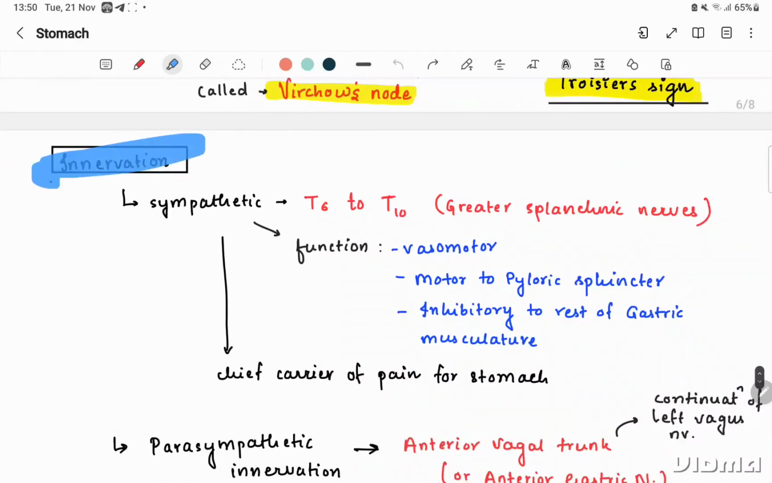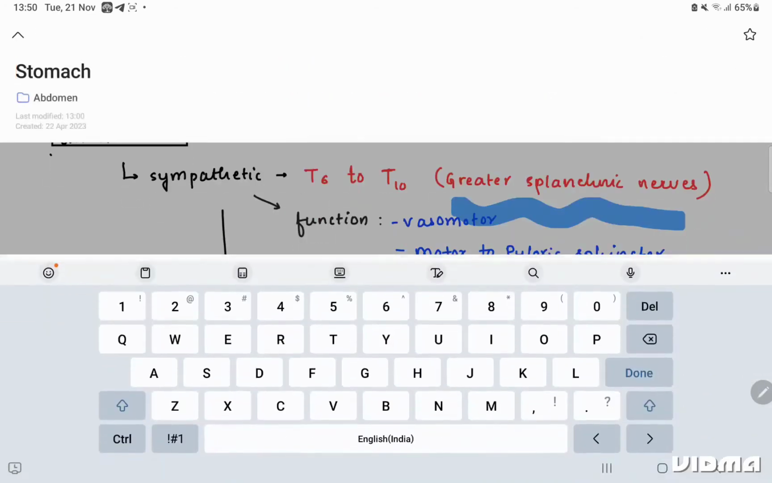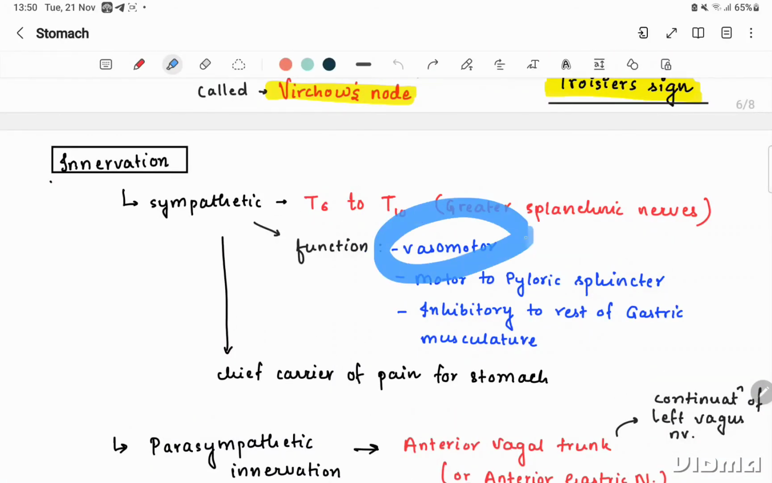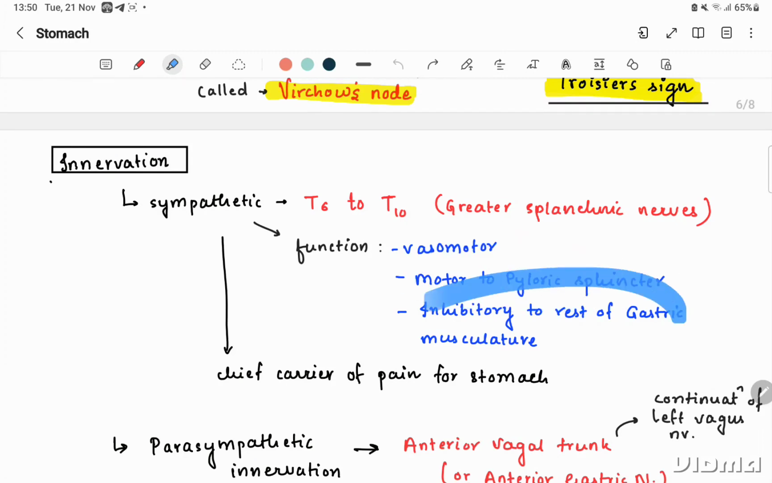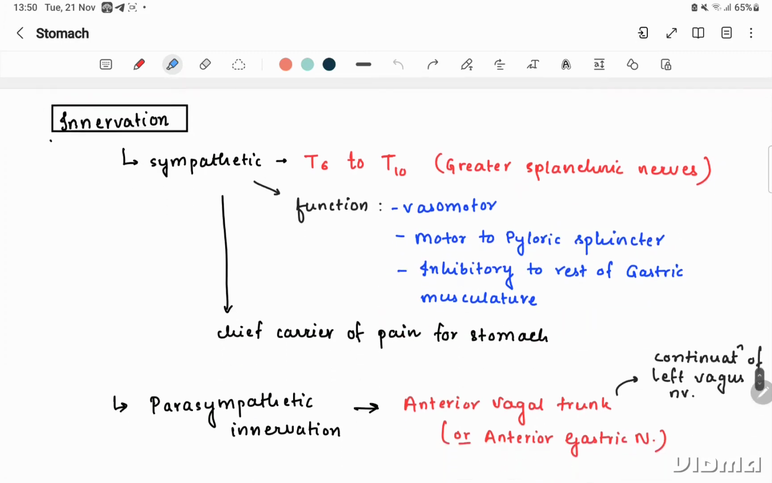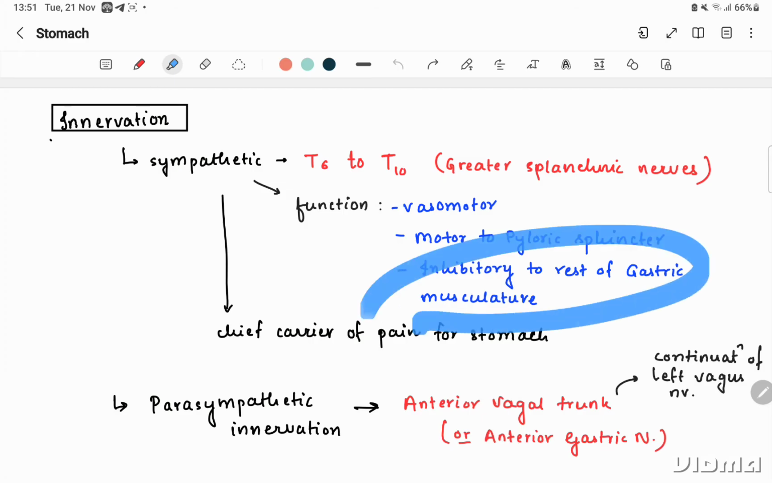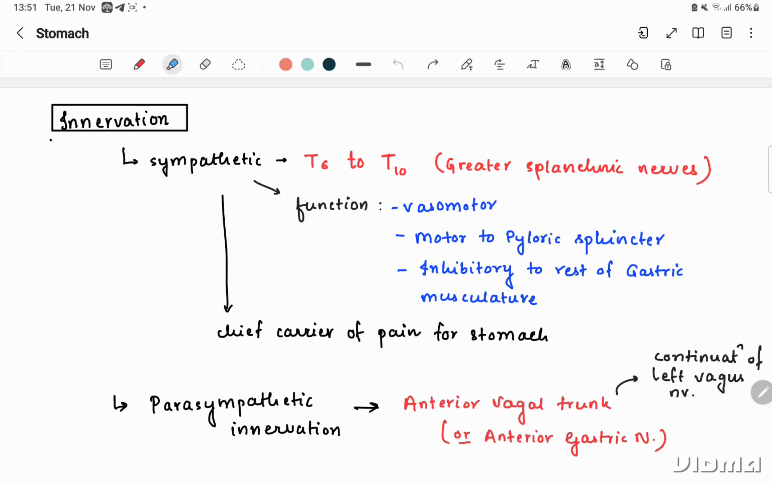This is important. What is the innervation of the stomach? Sympathetic from T6 to T10, via the greater splanchnic nerve. What is the function? This sympathetic nerve is vasomotor, motor to the pyloric sphincter, and inhibitory to the rest of the gastric musculature. So the pyloric sphincter is contracting, preventing the chyme from reaching the duodenum, and it's inhibitory to the rest of the gastric musculature, so there is no mixing of food going on.